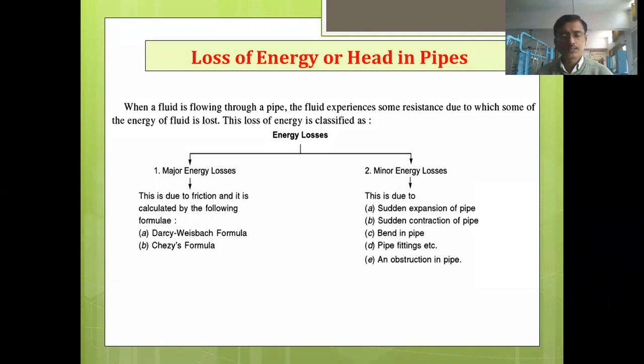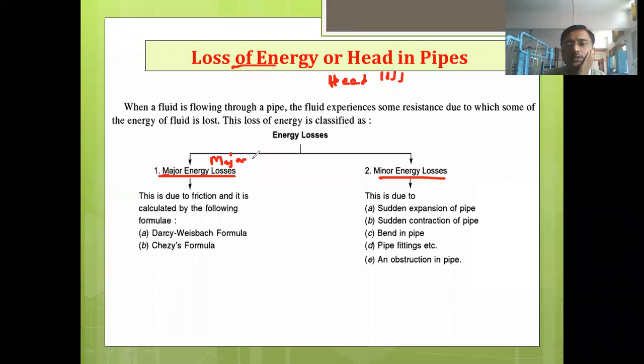The energy that the fluid possesses gets lost, and this loss of energy is classified into two categories. We call this loss of energy, or we also call it head loss. This loss of energy or head loss can be classified into two categories: one is called major energy losses and the second is called minor energy losses. Or simply, major head loss and minor head losses.